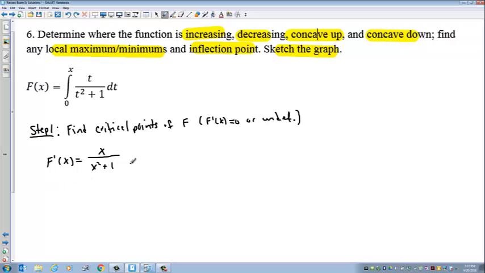This is defined everywhere, right? And you can see that because if you take x squared plus 1 and set it equal to 0, you get x squared equal to negative 1. And of course, plus or minus the square root of negative 1 is not a real number. It's a complex number, so this has no real solution. So we can conclude this implies it's defined everywhere.